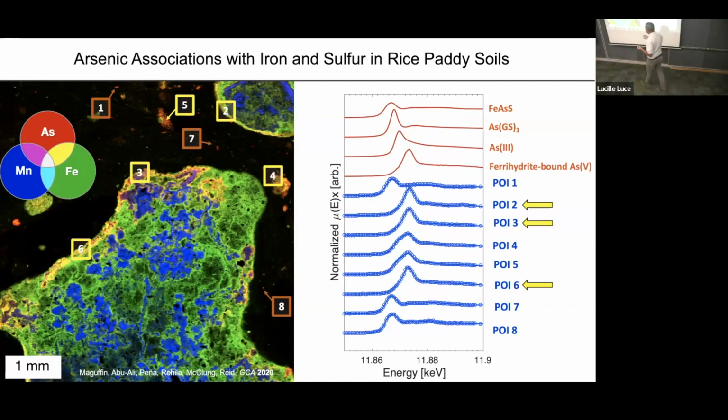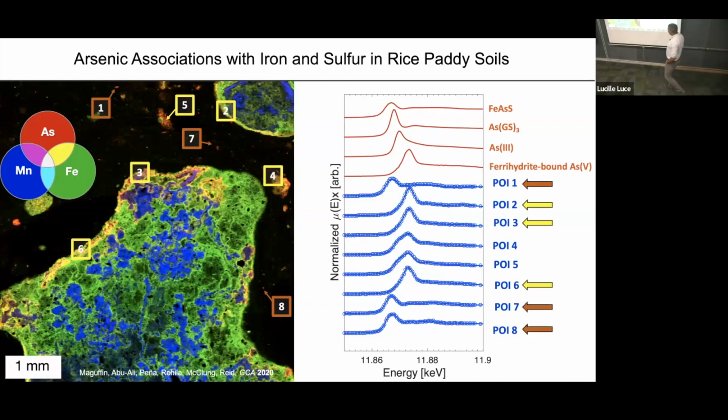We have to think about iron. We also did some XANES spectra on some hotspots here. You can see some of these POIs, points of interest, like 2, 3, 6, around these yellow colors. The XANES spectrum is very similar to ferrihydrite-bound arsenic 5. So arsenic 5 is a really important host for arsenic in soil.